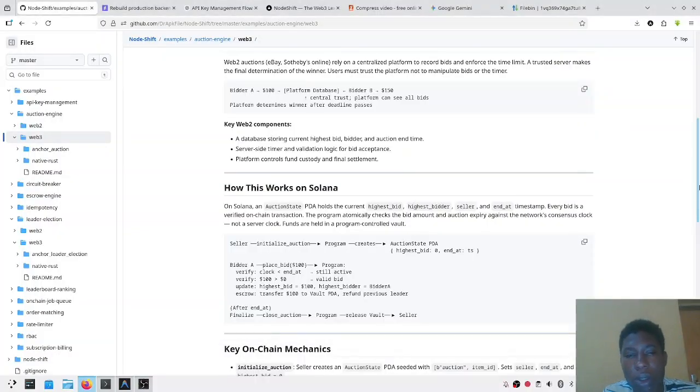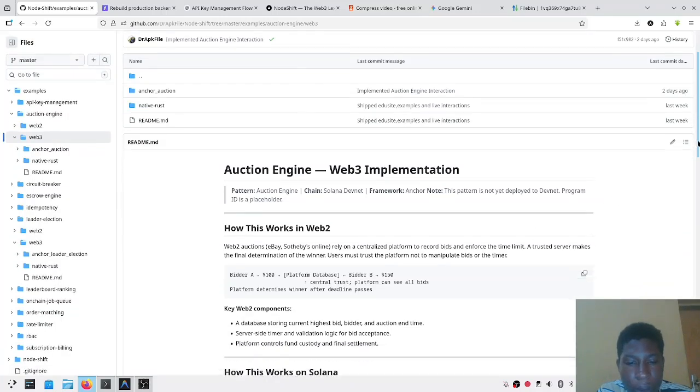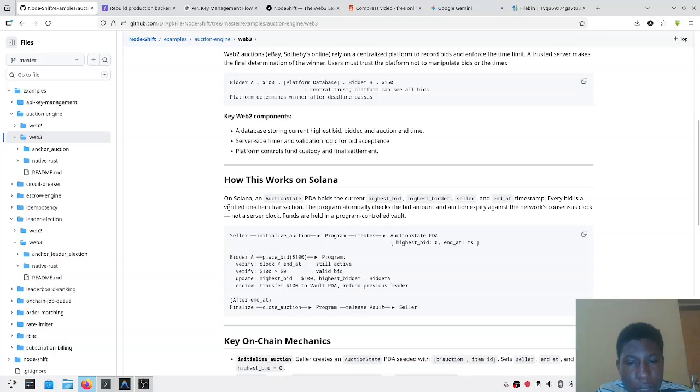Alright, let's look at the auction engine pattern. This pattern is commonly used in auction sites like Libius or Fairby, where on Web 2, a server is the one that records the bids and the time limit and determines the winner. So you must trust the platform not to manipulate the bids or the timer. While on Web 3, Solana, as you know, is on chain and can't be changed.